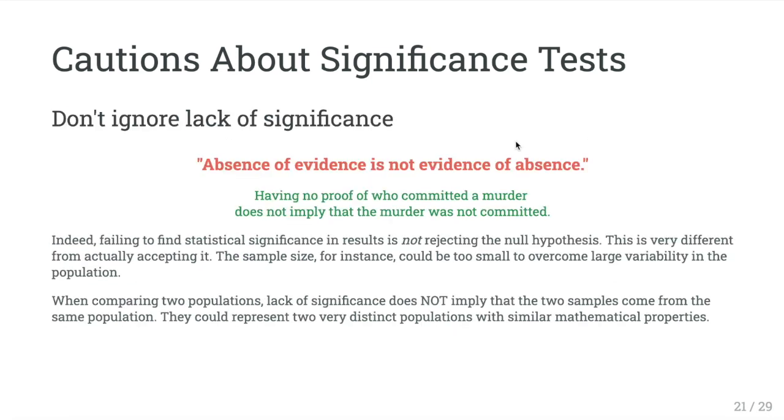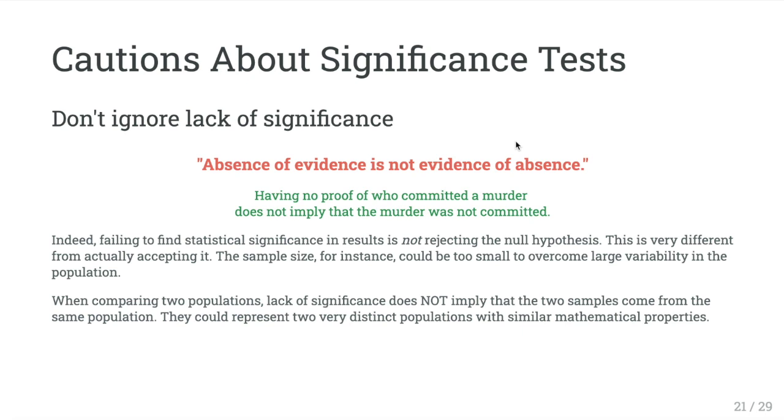Another caution: don't ignore the lack of significance. Now, there's a sentence that I love to use, but it's confusing, but we'll think about it for a sec. So absence of evidence is not evidence of absence. Absence of evidence is not evidence of absence. In other words, having no proof of who committed a murder does not imply that the murder was not committed.